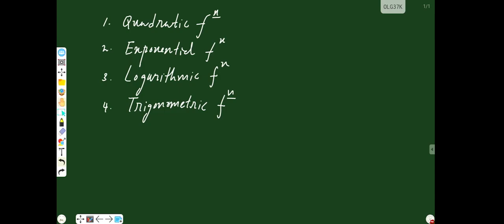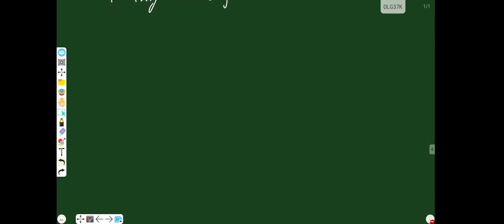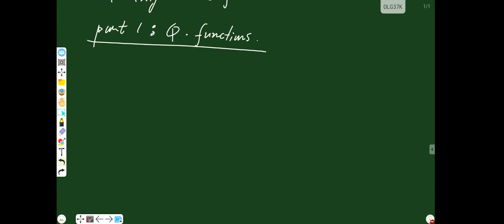So today I'm going to discuss quadratic functions. Part 1, quadratic functions. So first of all, we will understand what is a quadratic function. So an example would be like this.